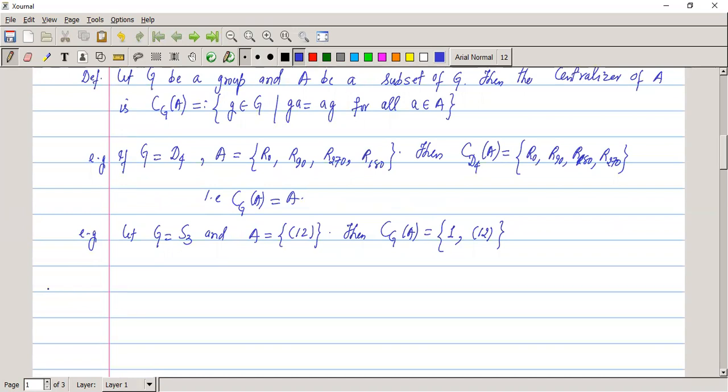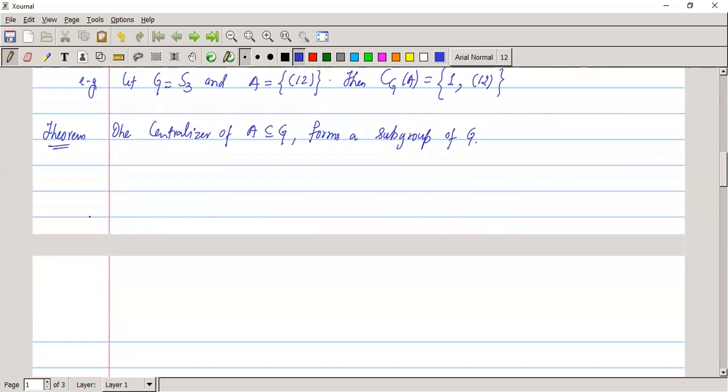Now here we note down a theorem. The centralizer of A, which is a subset of G, forms a subgroup of G. So the centralizer of any subset of a group G forms a subgroup of G. Now let's proceed towards the proof.